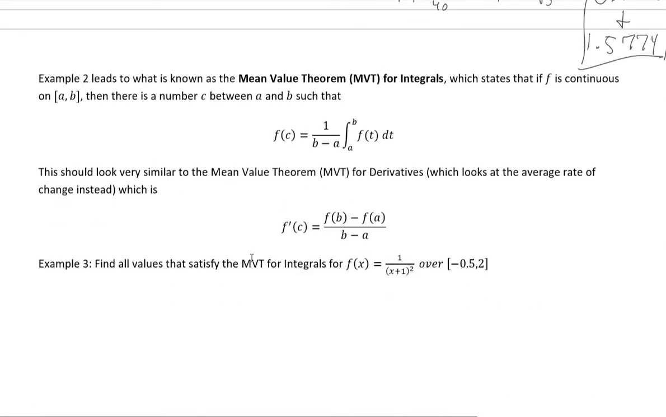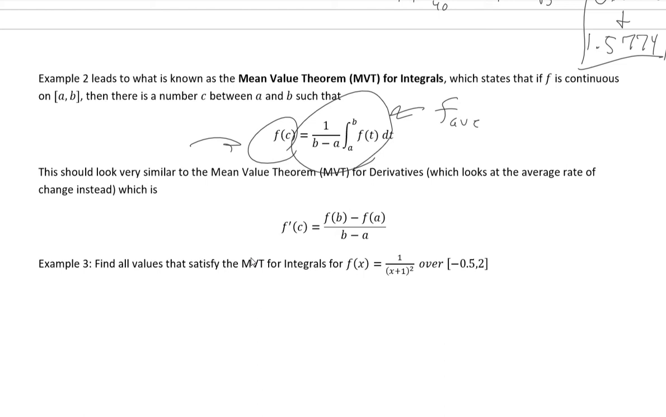So what that leads to, what example 2 shows, is what is known as the mean value theorem for integrals. The mean value theorem for integrals states that if f is continuous on a to b, or it could even be an open interval, then there is a number c between a and b such that f of c equals 1 over b minus a times the integral from a to b of f of t. This basically means that if you plug it in, there is some value that would hit the average value. That's what this integral is. So there is some value in that interval where you will hit that average value. Maybe it'll happen more than once like it did in the previous situation, but it should happen at least once.